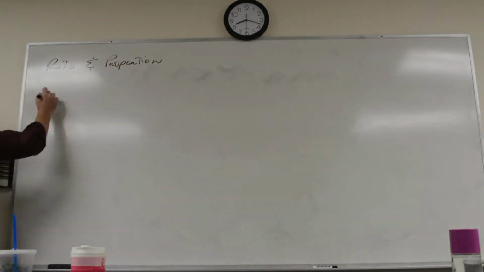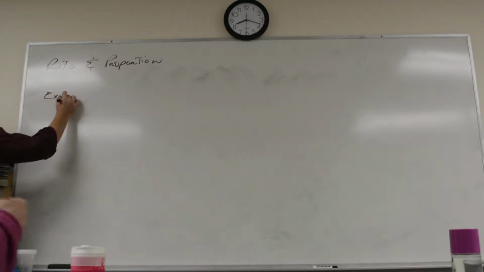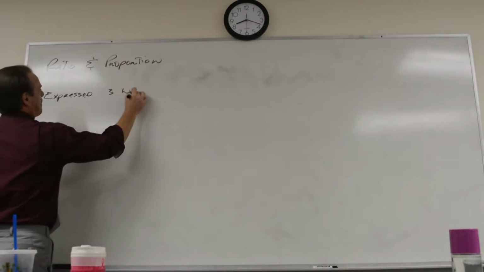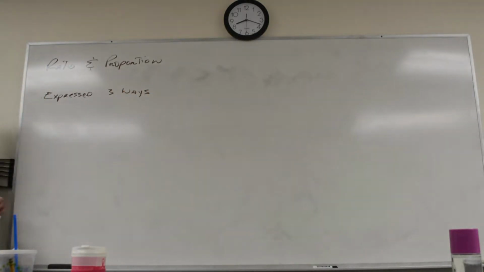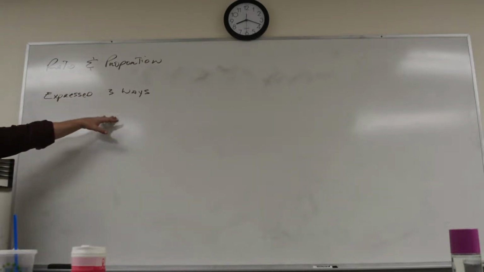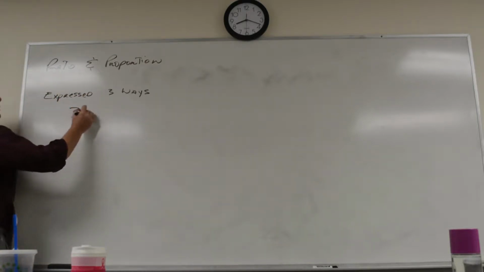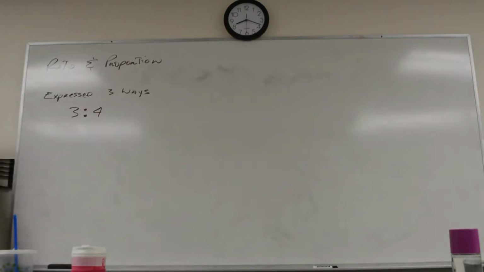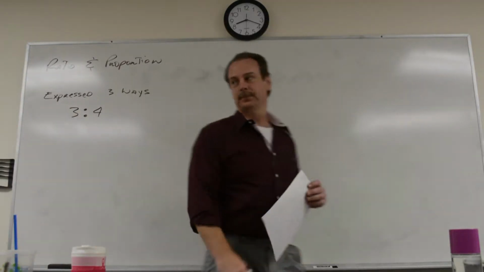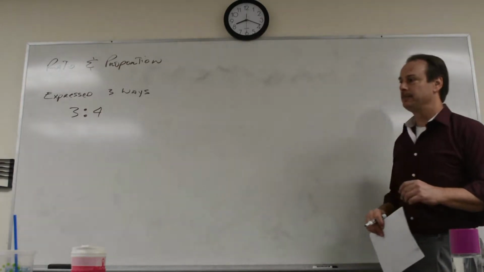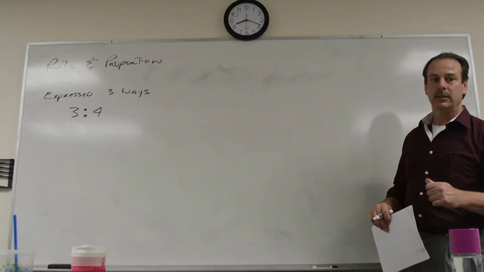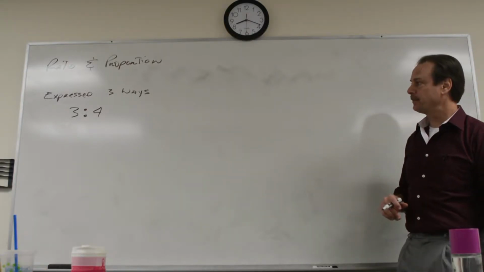All right, how do we express a relationship, a ratio? It's expressed three ways. Let's say our relationship is for every 3 we're going to have 4. It's usually separated by a colon, like this. Read it as 3 to 4. That's one way. What's the other way they identify it?